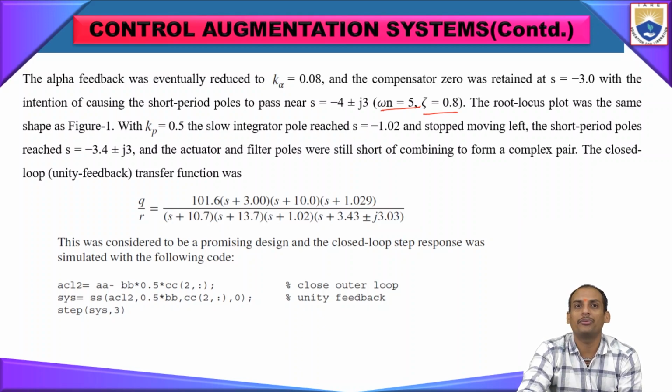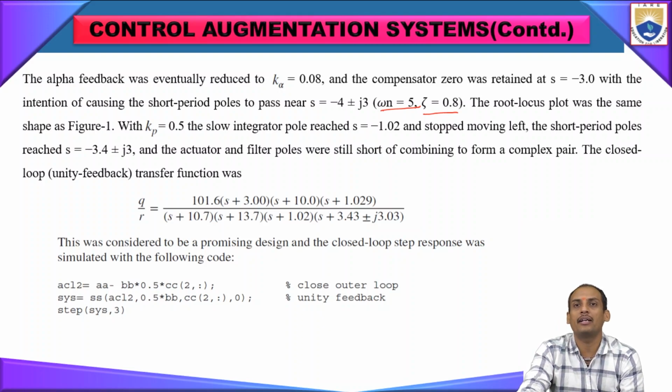The root locus plot was the same shape as shown in figure 1, with Kp equal to 0.5 also. The slow integrator pole reached s equal to minus 1.9 and stopped moving left, and the short period poles reached s equal to minus 3.4 plus or minus j3.